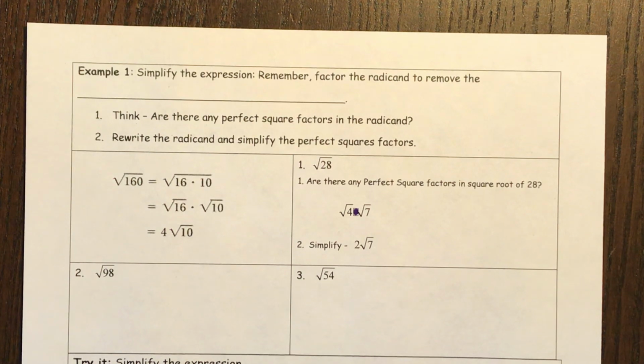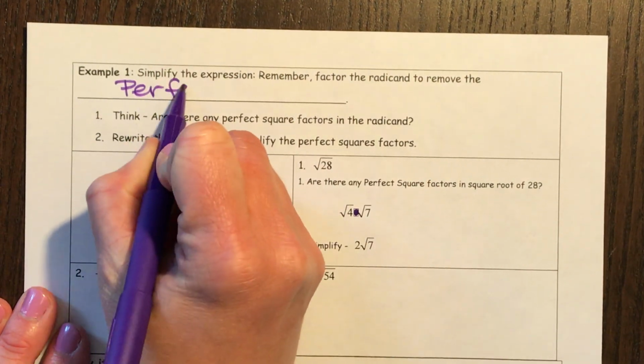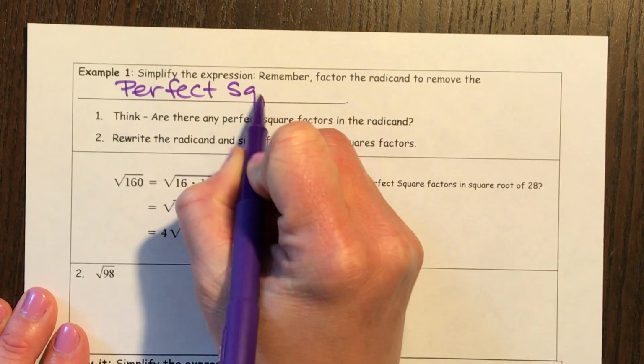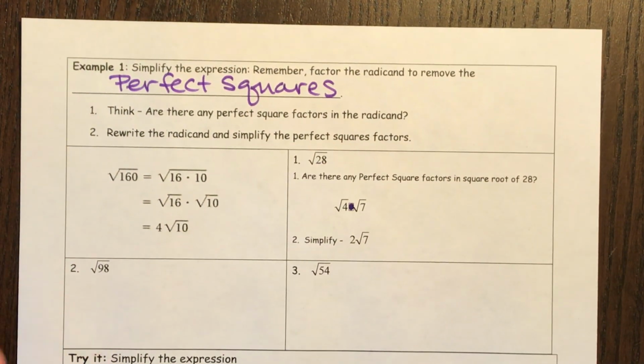What I want you to look at here at the top is it says, simplifying the expression, remember, factor the radicand, and remove perfect squares. Think to yourself, are there any perfect square factors inside of your square root? And if there are, then we're going to simplify those out, and then rewrite your answer of that simplified perfect square, and then the radical left over.